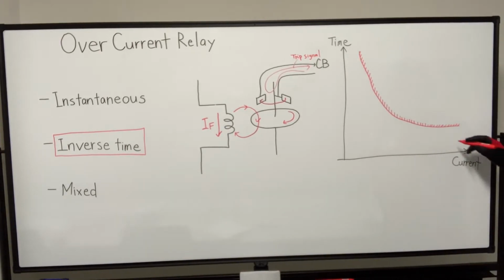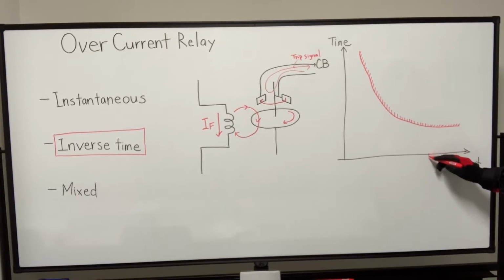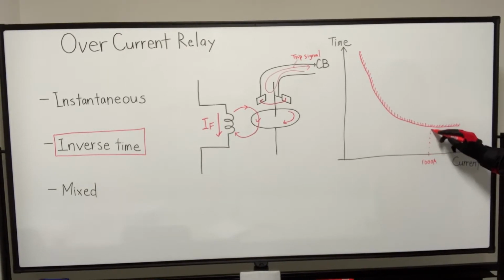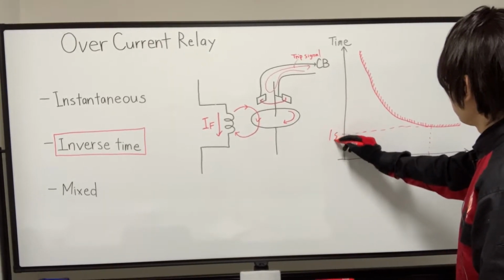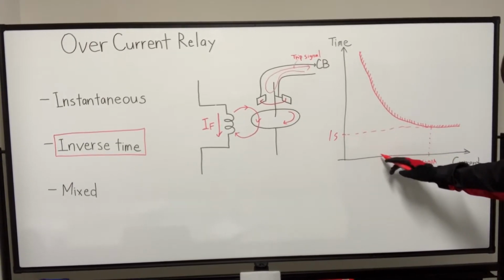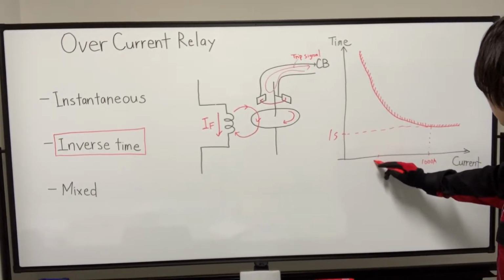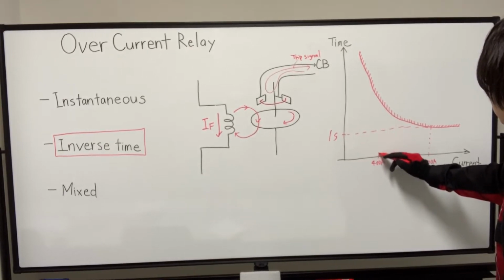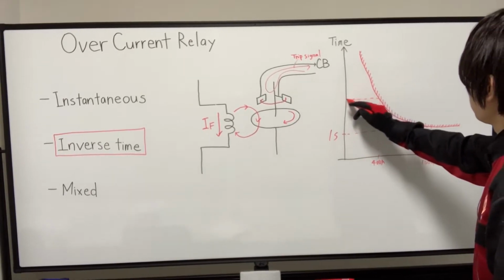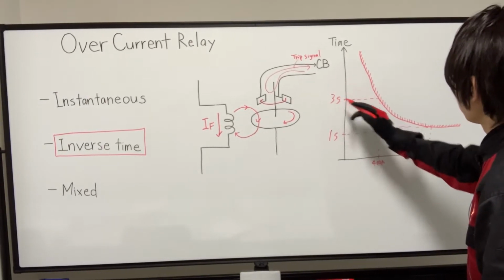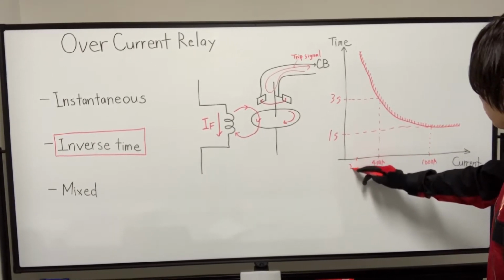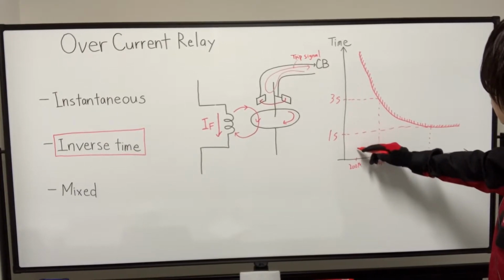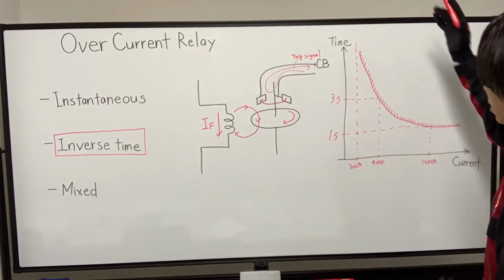So for example, if the forward current is 1000 ampere, the relay operates in, let's say, 1 second. But if the forward current is, let's say, 400 ampere, the relay operates in, let's say, 3 seconds, like that. And even if the fault current is 200 ampere, the relay will never operate because there is no crossing point here.